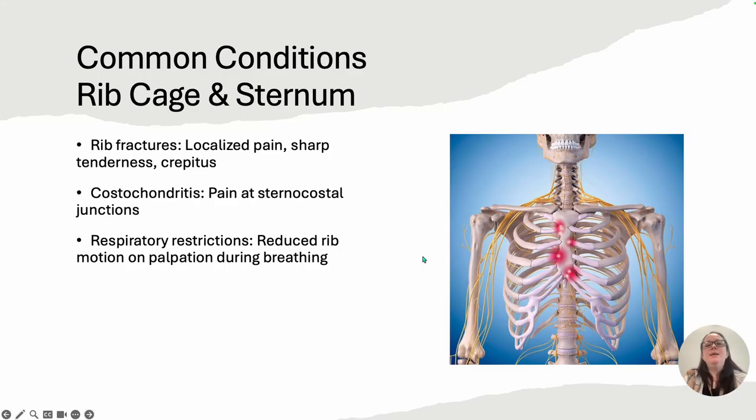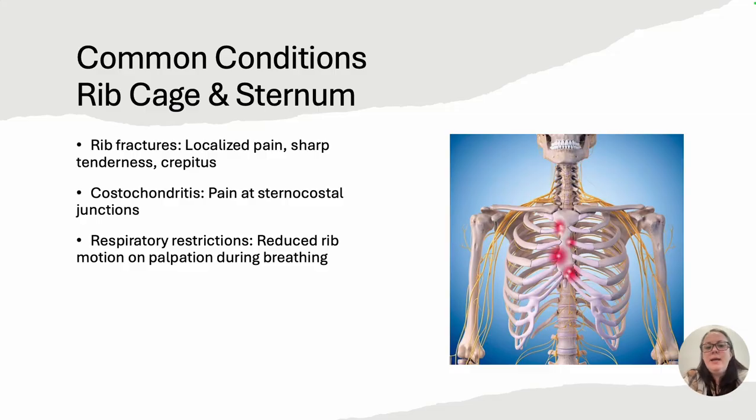All right, some common rib cage and sternum conditions. An easy one, rib fractures. That can happen with any blunt trauma, or if somebody has very, very fragile bones and they do something stupid, or not stupid at all. Then we have costochondritis.